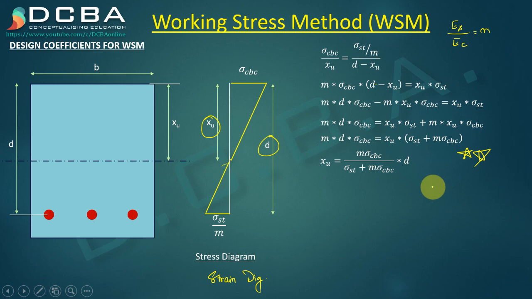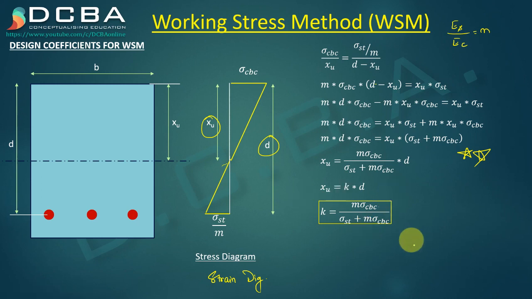So this is called as k into d, where k is m sigma cbc upon sigma st plus m sigma cbc, and it is called as neutral axis coefficient. Why? Because we are using this to find neutral axis.